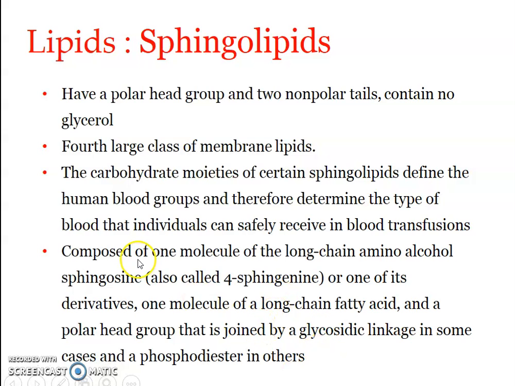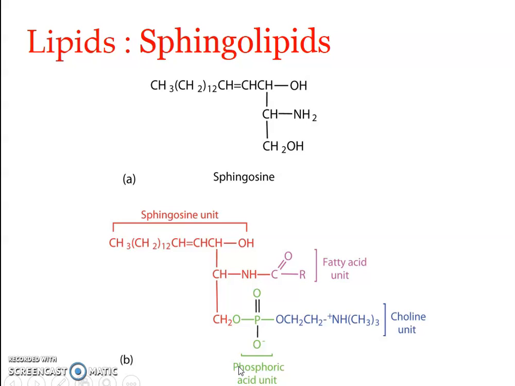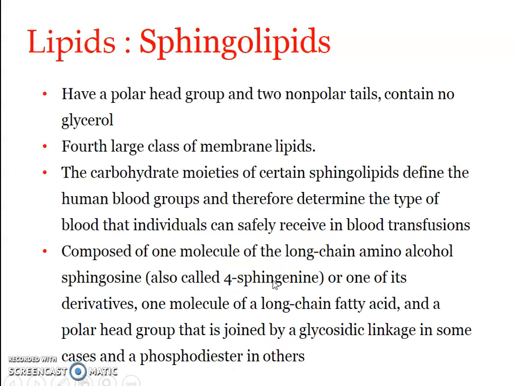Sphingolipids are composed of one molecule of the long chain amino alcohol, which is referred to as sphingosine or sphingenin, and one molecule of long chain fatty acid, and a polar head group that is joined by a glycosidic linkage in some cases and a phosphodiester in others. So here you can see a sphingenin, a fatty acid molecule, and phosphoric acid. That is what we are referring to: a polar head group joined by a glycosidic linkage in some or a phosphodiester in others.